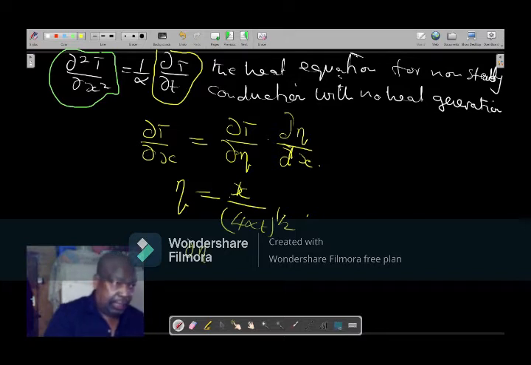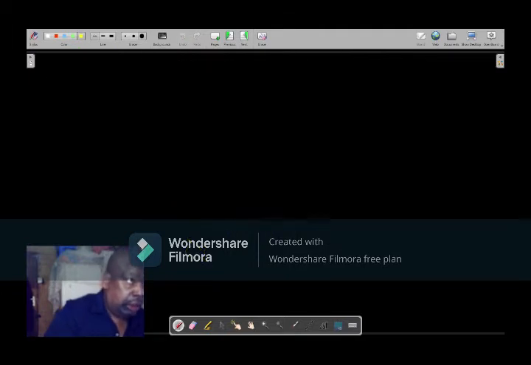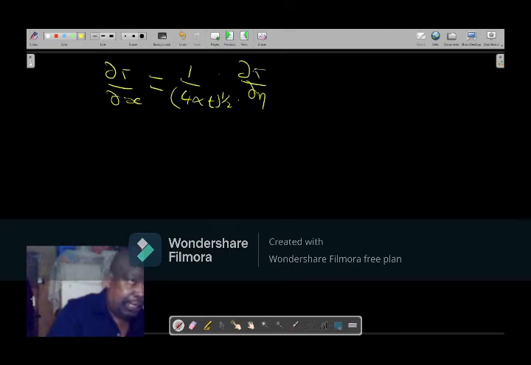So del eta by del x is equal to, differentiating this with respect to x, we'll get 1 divided by (4 alpha t) to the power of a half, such that now del T by del x is equal to 1 over (4 alpha t) to the power of a half times del T by del eta.